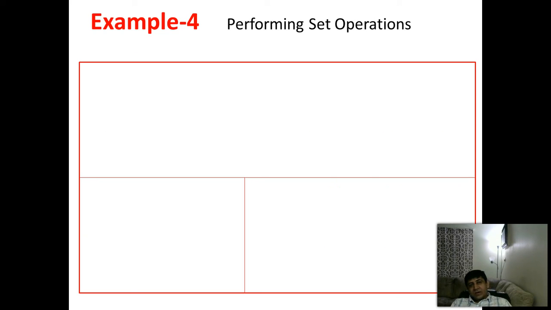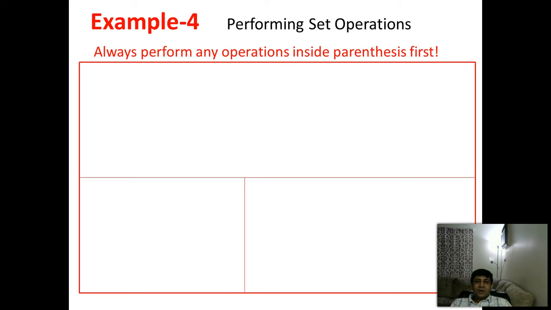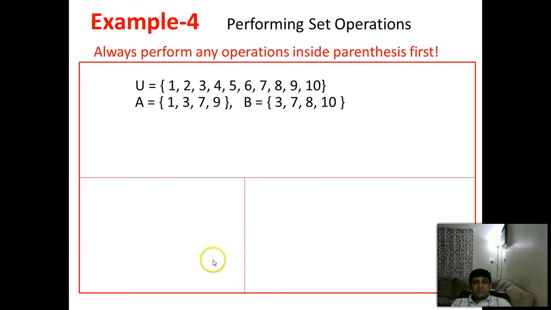Let's look at the fourth example, in which we will be performing some set operations. If we have more than one operation, always perform operations from inside outwards. Start with the innermost thing and then work your way outwards. For example, U is this universal set. A has these elements, B has these elements, and our goal is to find (A union B) complement and A complement intersection B complement.